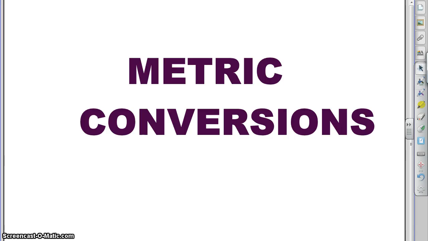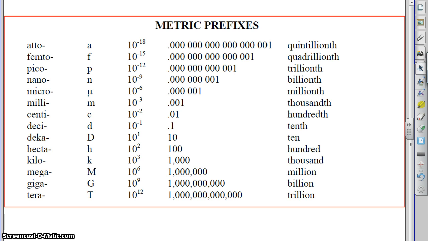And now that we know the basics of converting from one unit to another, we can tackle metric conversions, going from a metric unit to a different metric unit. First thing that you're going to need to know is you're going to need to be familiar with your different metric prefixes. There are a large number of metric prefixes, but I've chosen just a few here that come often in the sciences.